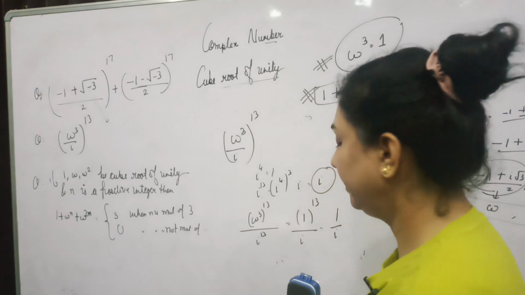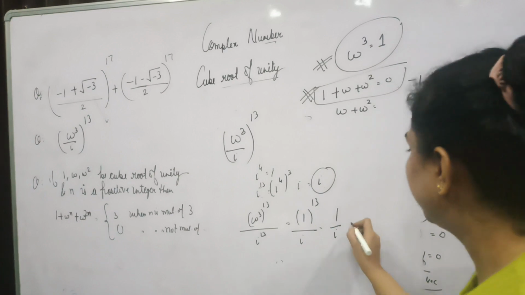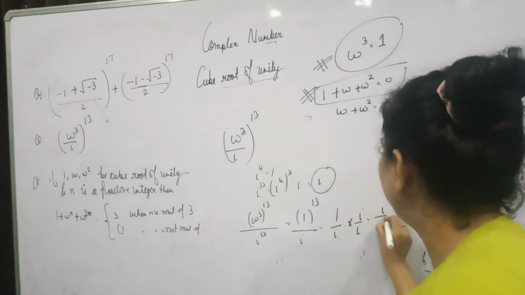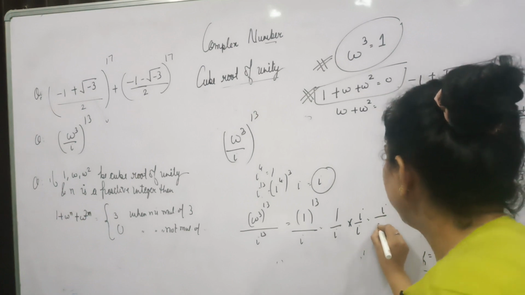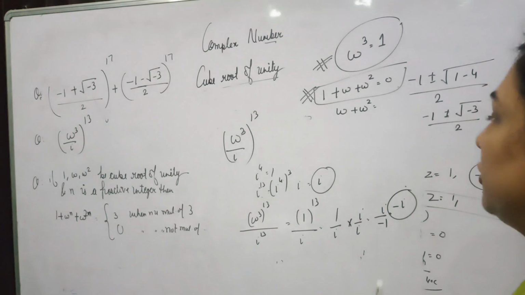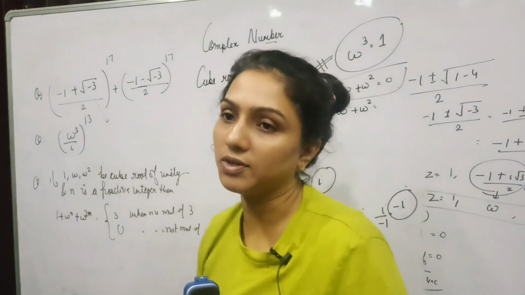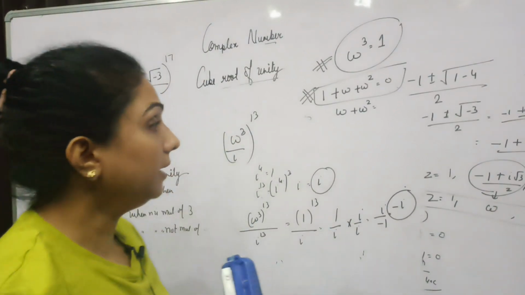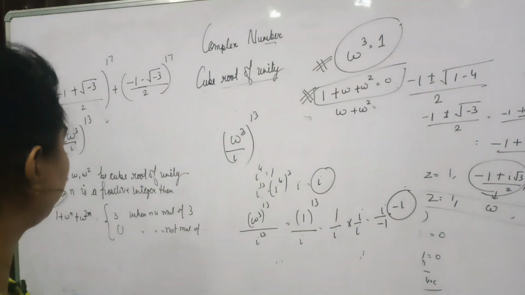So 1 upon i. To make it simpler, we will rationalize it with i. We get i upon i square, which is equal to minus 1. This is equal to minus i, which will be the solution of our second question. This is a very simple and important question also.